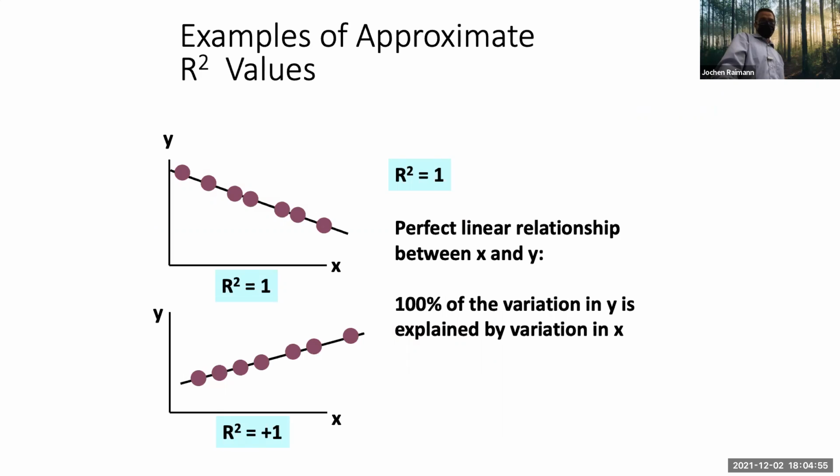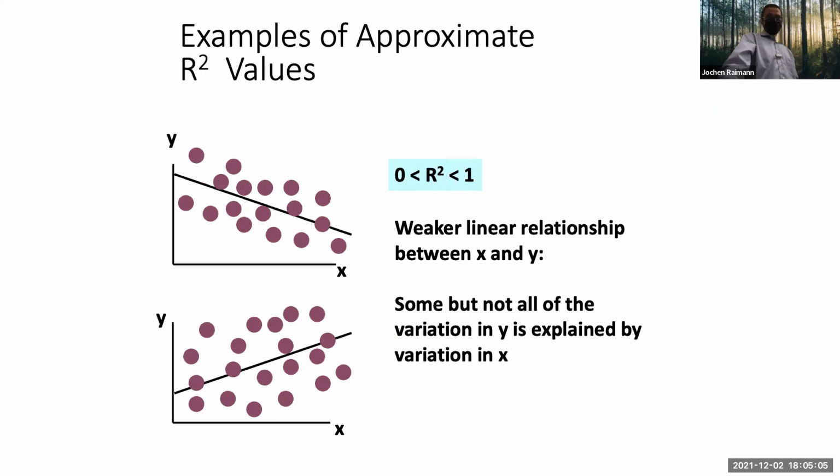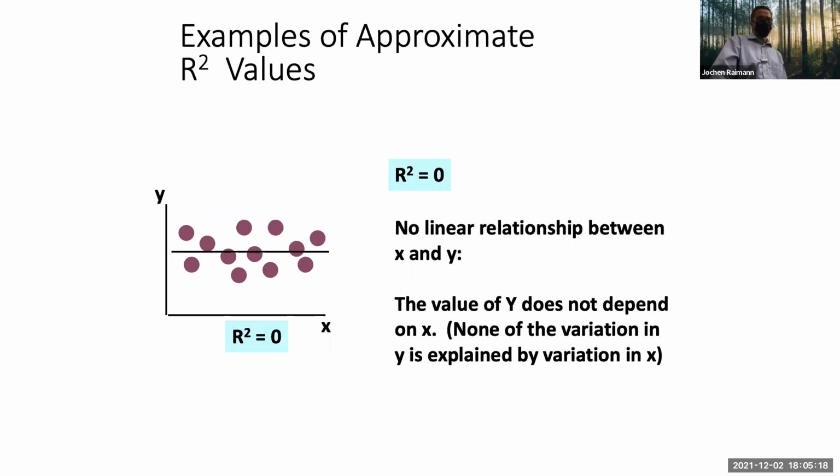So examples of approximate R squared values, it's again the straight line, right? Minus 1 squared or plus 1 squared is both 1. Weaker relationships are closer to zero. Some but not all variation is explained by variation in X. So you basically have weaker relationships and various examples for that. And again, the R square of zero is a flat line. Again, the same null hypothesis.